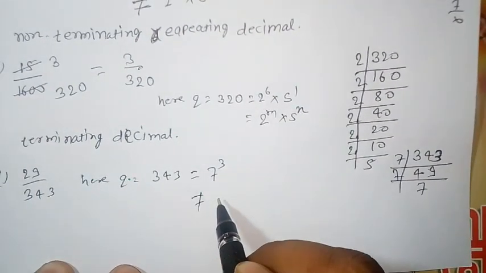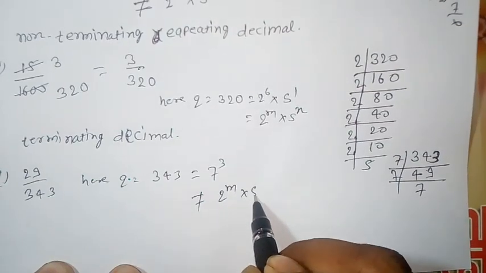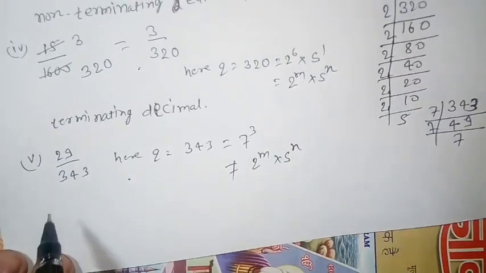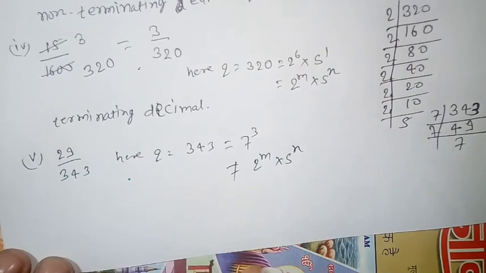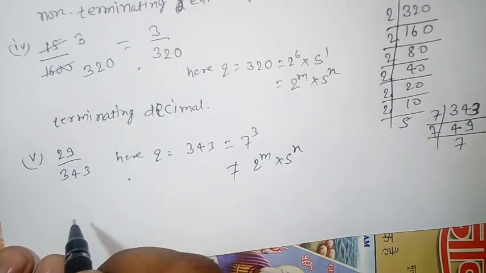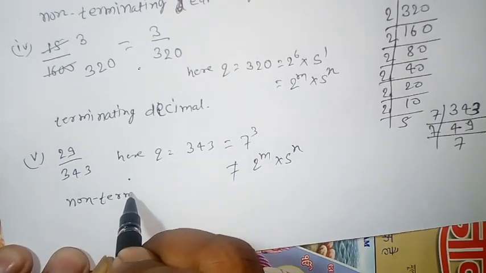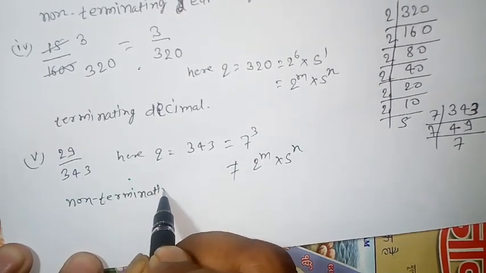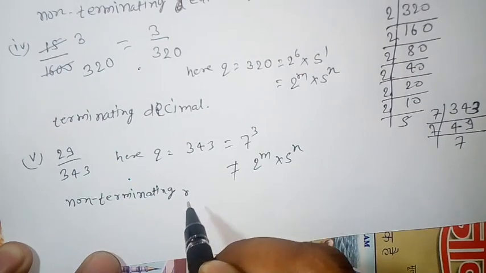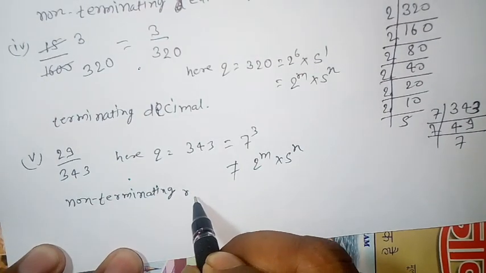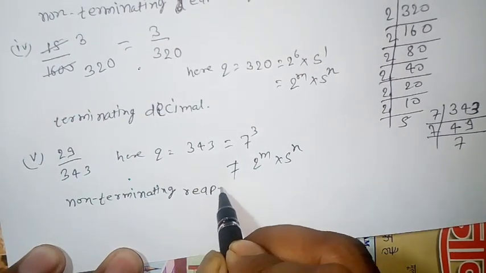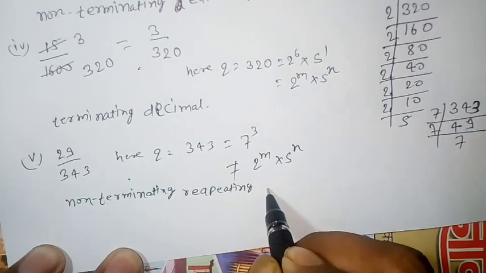So it is not of the form 2 to the power m into 5 to the power n. So this rational number is a non-terminating repeating decimal.